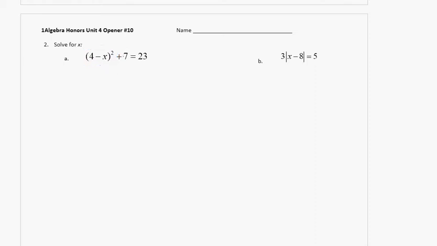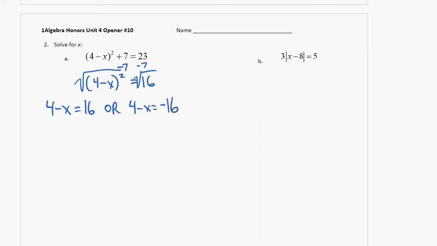So the way we can do that is by getting rid of this plus 7. We can subtract 7 on both sides and get 4 minus x quantity squared equals, let's see, 23 minus 7 is 16. Now that we've isolated the squared term, it makes sense to square root both sides. If we square root both sides, we'll get 4 minus x is equal to 16, or 4 minus x is equal to negative 16.